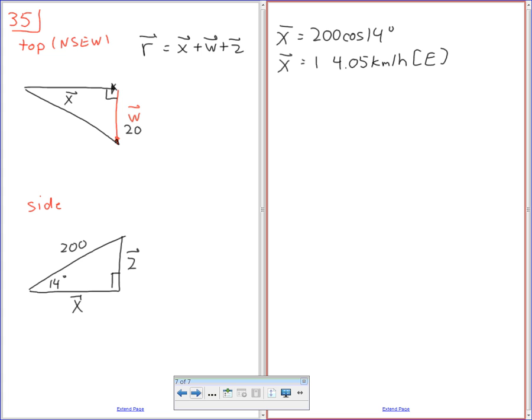Oh my goodness. I've got to invest in the pocket calculator when I need it. 194.06. I'm going to invest in kilometers per hour east. Good. Okay, let's do Z since we're at it here.